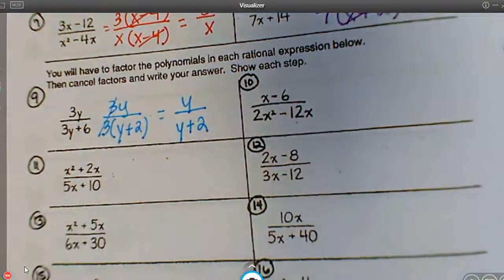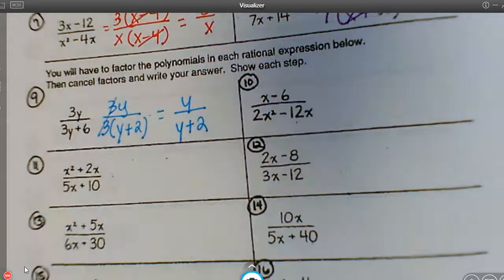Be very, very careful. Do not get rid of those y's. You can't do that. Anytime you're adding or subtracting something, you have to get rid of the whole thing. You can't just get rid of part of it.